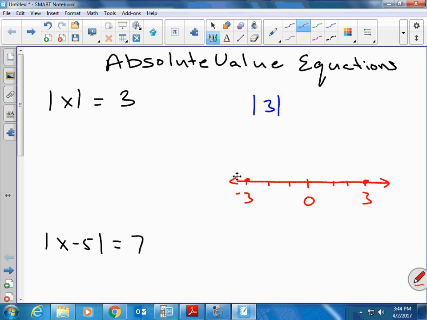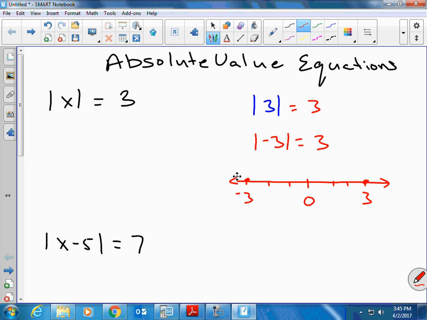So if I were to evaluate an absolute value, the absolute value of a positive number does nothing. Okay? How far is a positive 3 from 0? 3 units. However, the absolute value of a negative number becomes positive. How far is a negative 3 from 0? 3 units. Absolute value doesn't care about direction. I don't have to say it's 3 units to the left or 3 units to the right. It's simply 3 units.